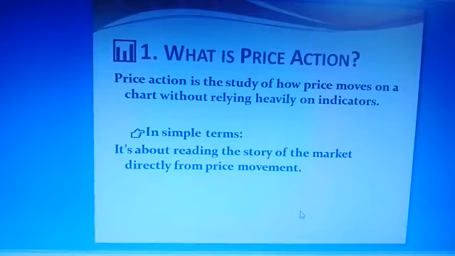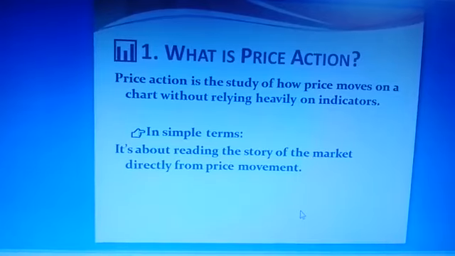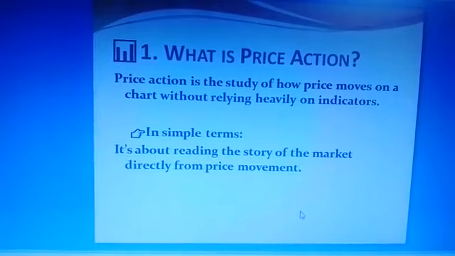What is price action? Price action is the study of how price moves on a chart without relying heavily on indicators. In simple terms, it's about reading the story of the market directly from the price movement. So when you see your candlesticks going up, going down, showing you red or green or whatever color you have used, it's a story it's telling you. The earlier you realize that the story of the market is in its movement, the easier it is for you to read charts and know where and when to place your trades.